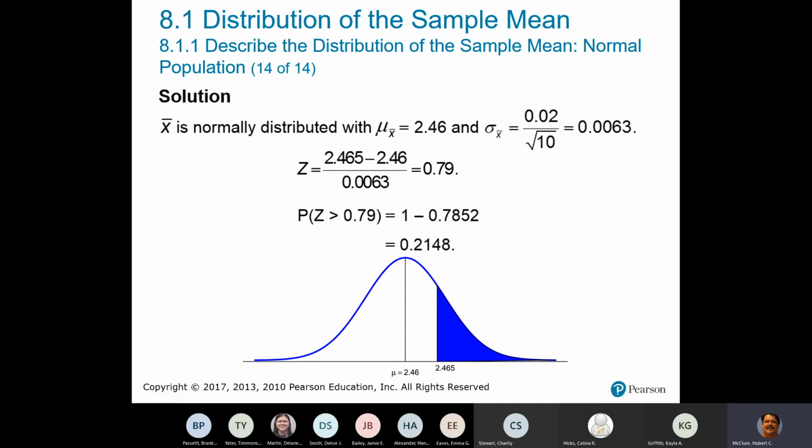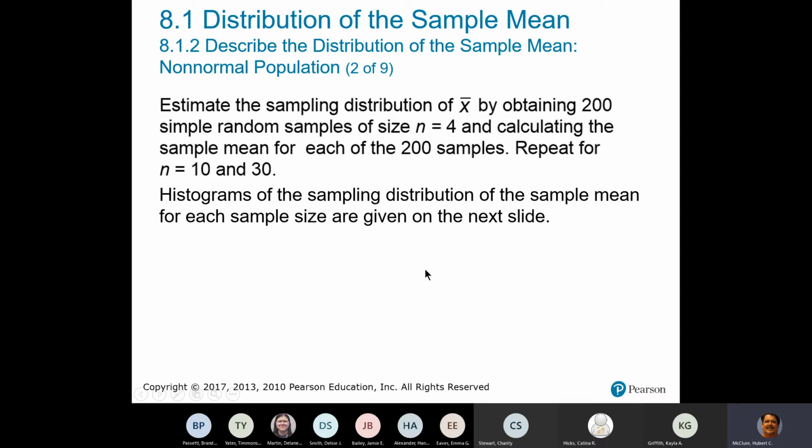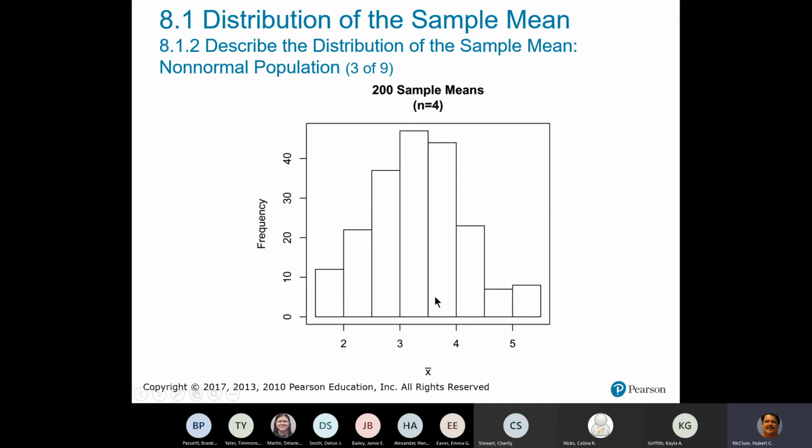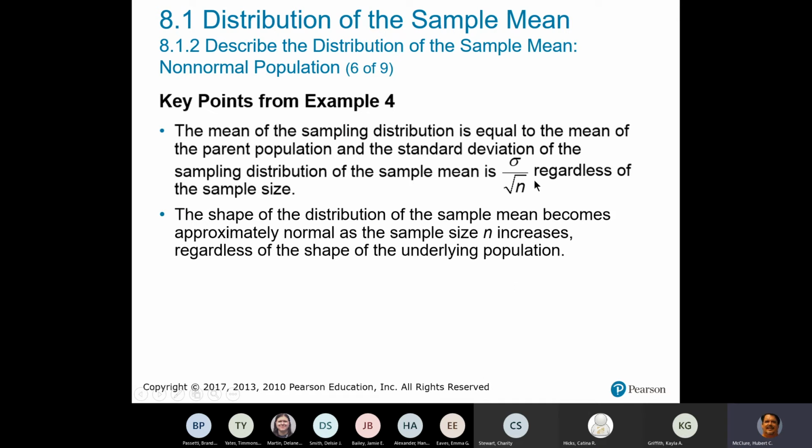Okay, so next slide. And I'm not going to go over this. We're repeating the sample mean for each of 200 samples. No. We've already talked about that.